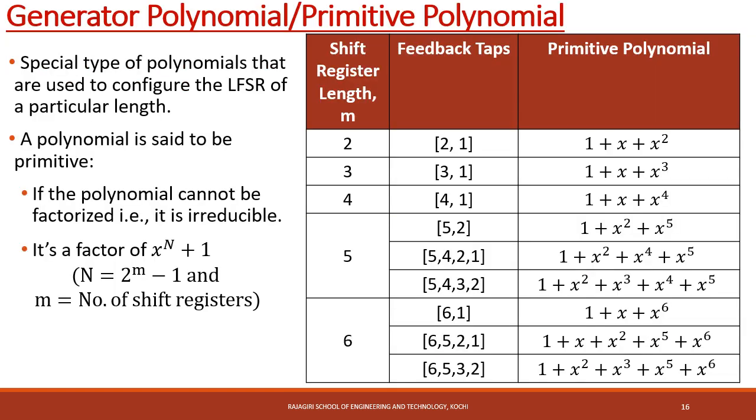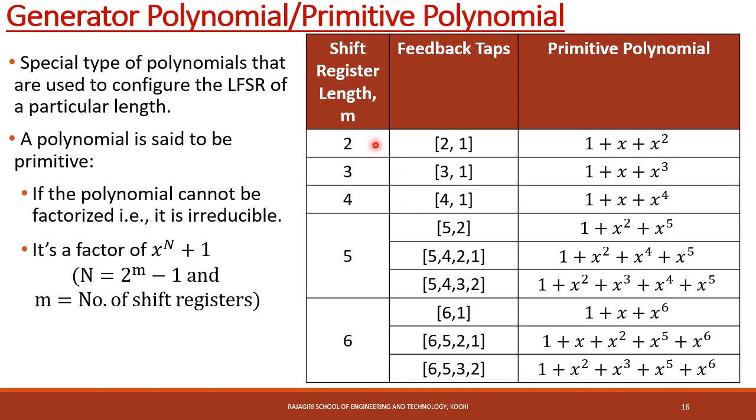So, we have seen that in an LFSR, we can generate a PN sequence by using a logic circuit. Now, the inputs fed to the modulo 2 adder determine the PN sequence generated. For that, we use a special type of polynomial called the primitive polynomial or the generator polynomial. A polynomial is said to be primitive if it can't be factorized, that is, it is in an irreducible form, and also it is a factor of x raised to n plus 1, where n is equal to 2 raised to m minus 1 and m is the number of shift registers.